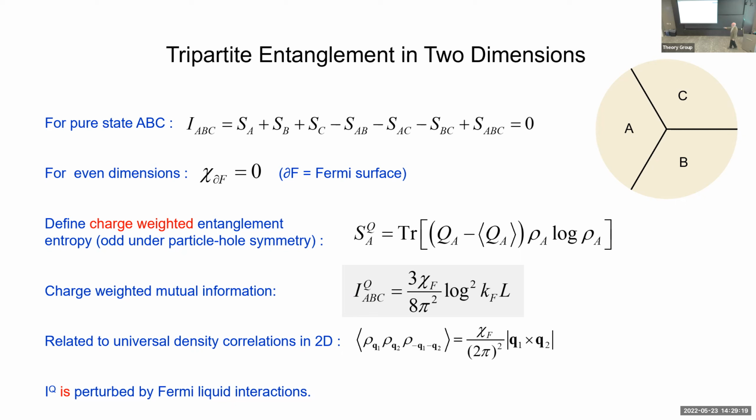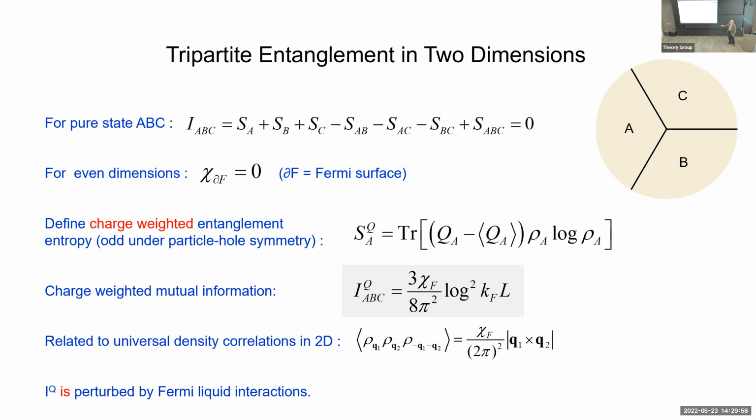And so what we came up with is a kind of modification of the entanglement entropy, which is weighted by the charge in each region. So this is something we can define. It's something we can compute, and the calculation of this is almost exactly the same as the calculation I did before. The only difference is that instead of picking out the even cumulants of the charge density, q squared, q to the 4th, it picks out the odd cumulants of the charge density, and it's odd under particle-hole symmetry.